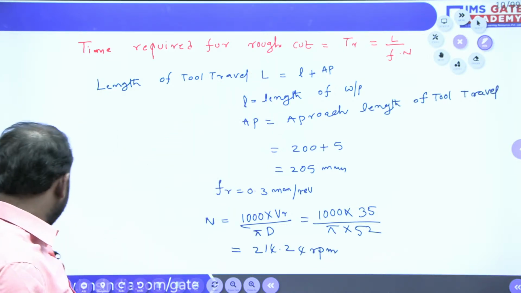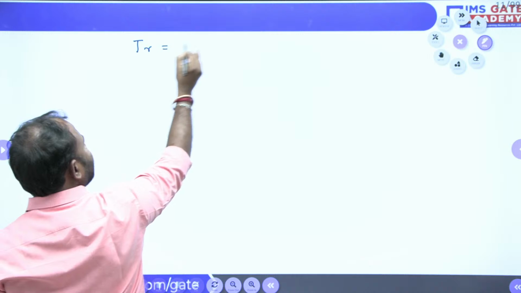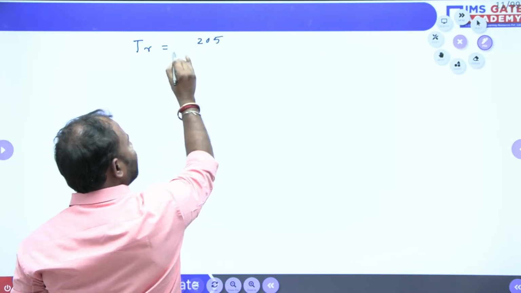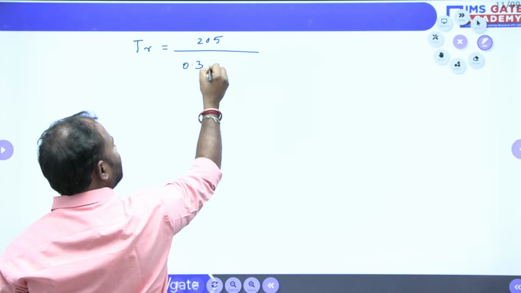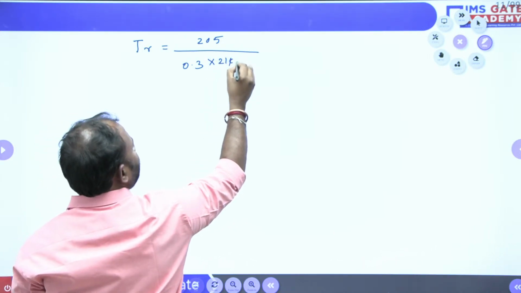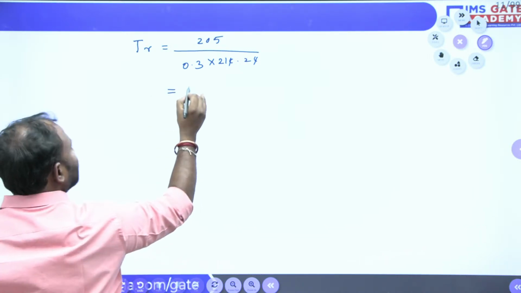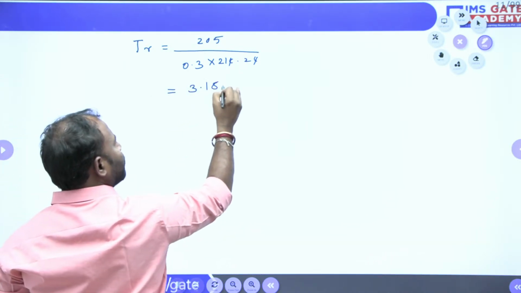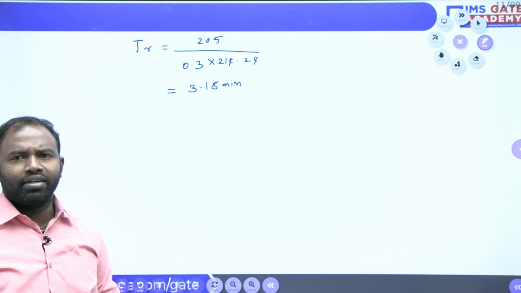Now calculate the time required for rough cut. So now TR is equal to 205 divided by 0.3 into 214.24, such that you are going to get rough cut machining time as 3.18 minutes. All right. Clear, everybody? Right.